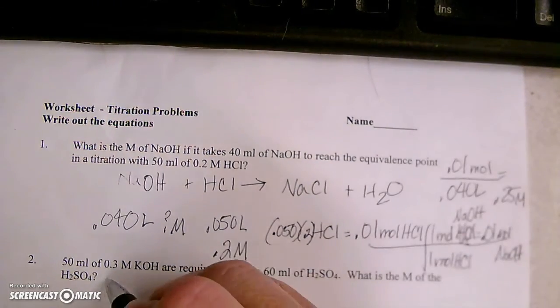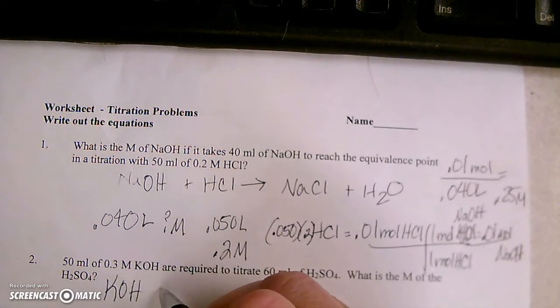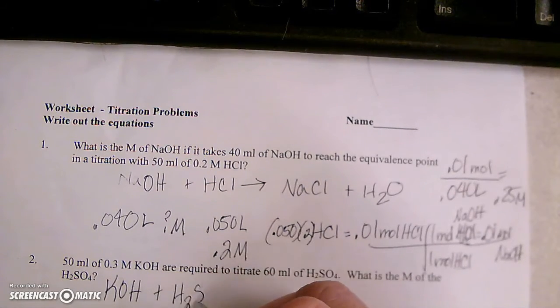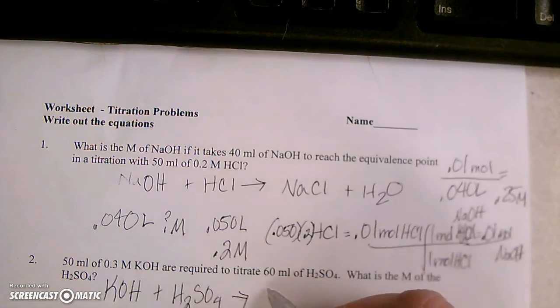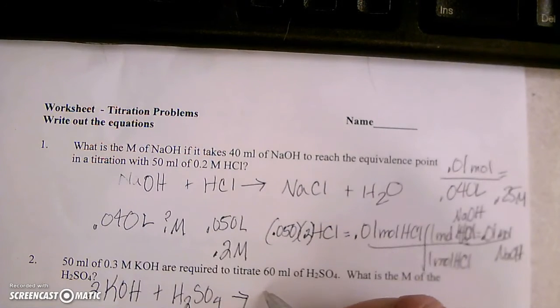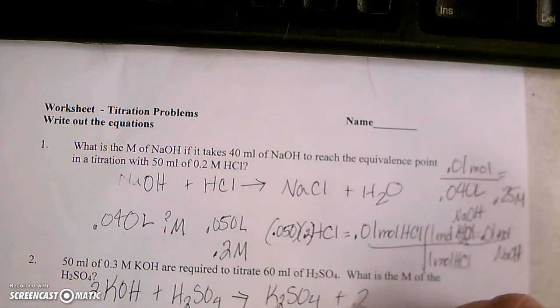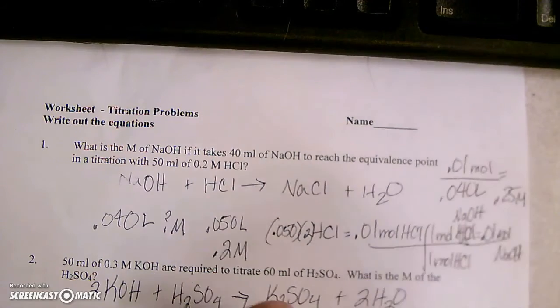Alright, second one. Potassium hydroxide plus sulfuric acid. And we're going to need 2 of those, giving K2SO4 plus 2 waters. The information we have is we know we have 0.050 liters of potassium hydroxide and it's a 0.3 molarity. We know we're going to use 0.060 liters of sulfuric acid. We need to find the molarity.